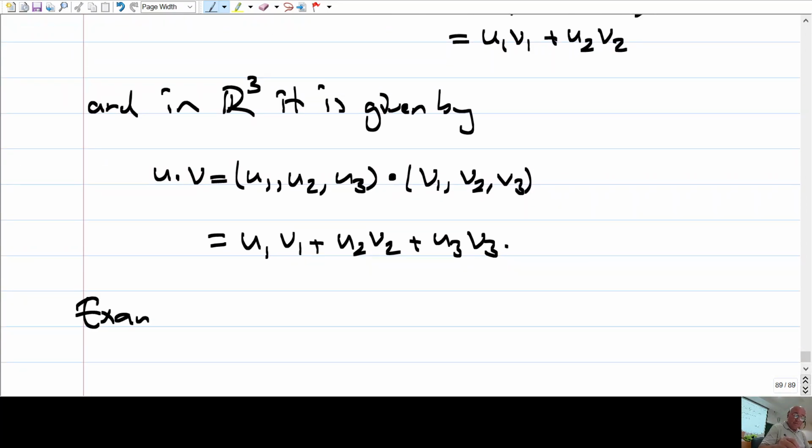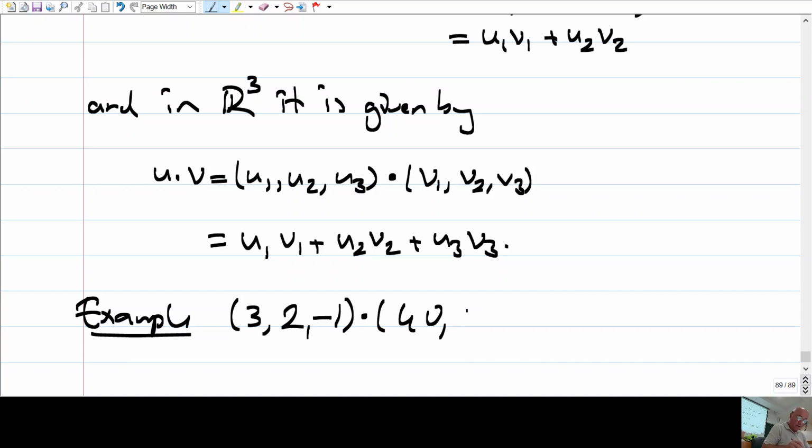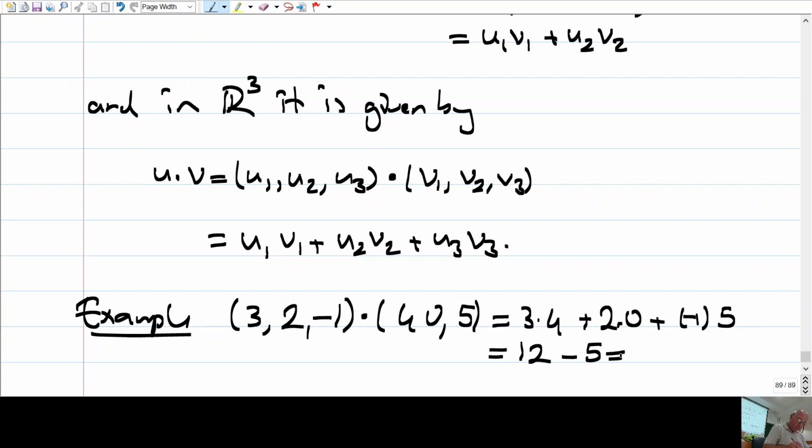Example, let's see, for example, the dot product of, let's say, these two vectors, (3, 2, -1) and (4, 0, 5). What is this? This is 3 times 4 plus 2 times 0 plus minus 1 times 5. So this is 12 minus 5. So the product is 0.